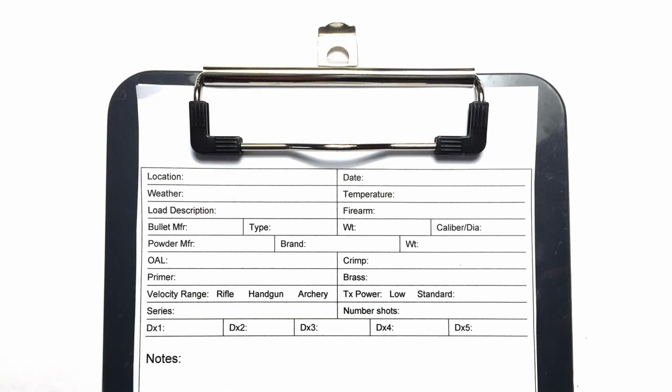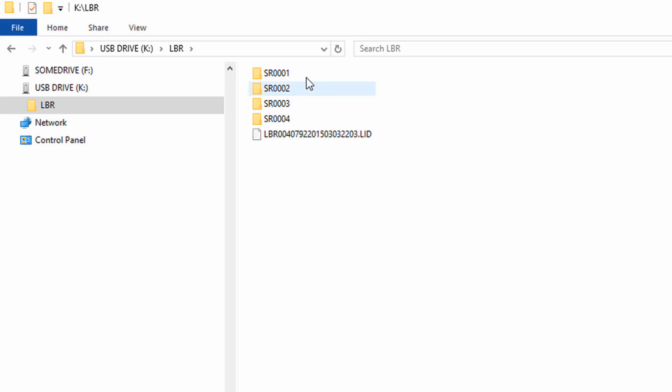Now, from the notes that I took in the field, and I'll do a quick screenshot of that form that I devised and used in the field that I showed in video 2 of the series, I know that series 1 is a 50-yard load, and series 2 and 3 are 25-yard loads, and series 4 is not a completed series yet. So I'm not going to copy that one to the hard drive. This file is used by LabRadar. We're not going to copy it. We're going to leave it alone.